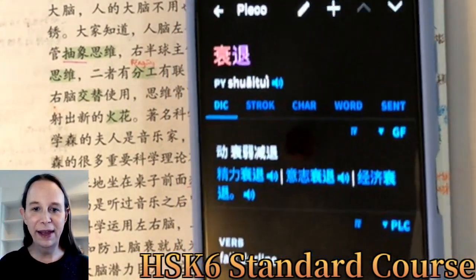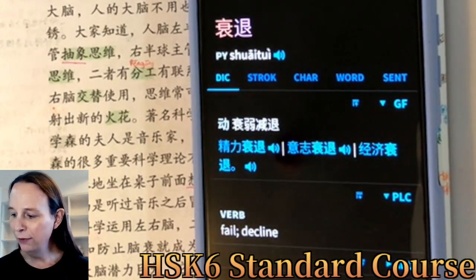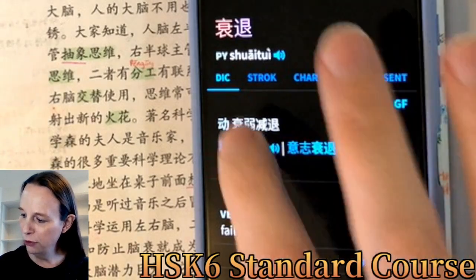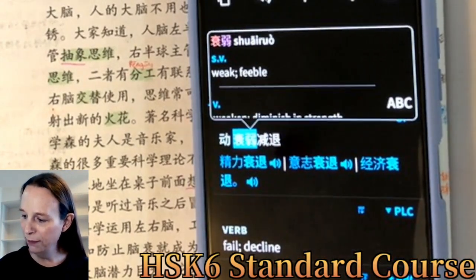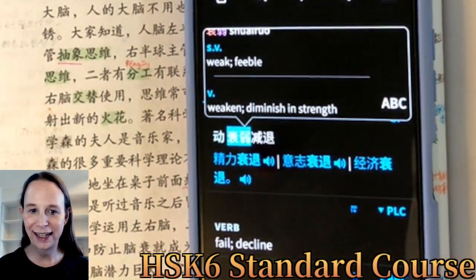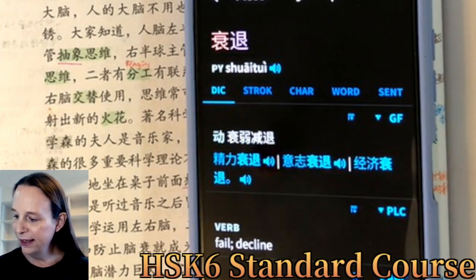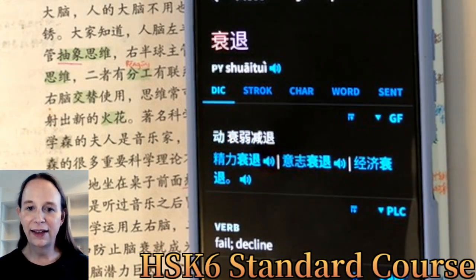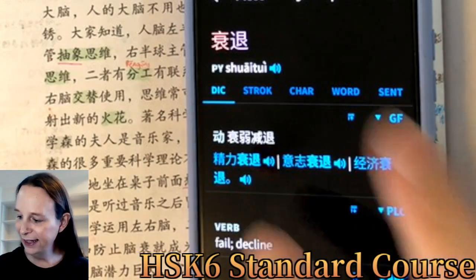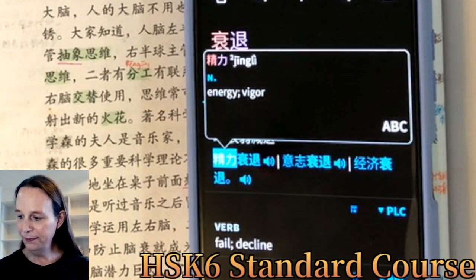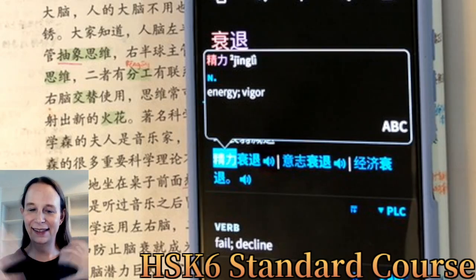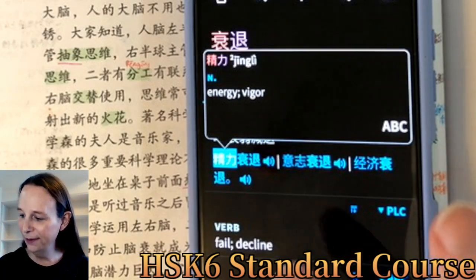Anything we need to know about this word? 衰弱. Yeah, this is weaken. 减退. 衰弱. Weaken. Oh, okay, so weak, feeble. Functioning as an adjective as well. 精力衰退. So 精力 is your energy, right? 精力衰退. So your energy is sapped in some way.